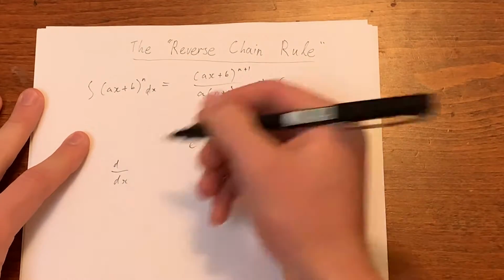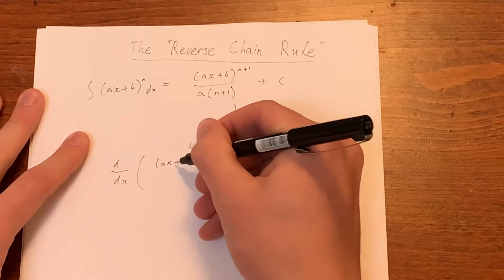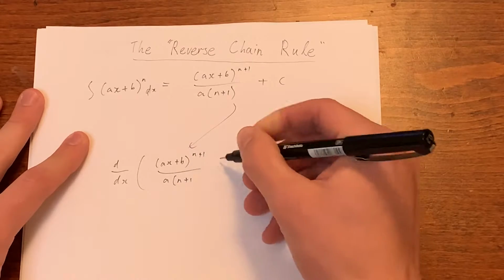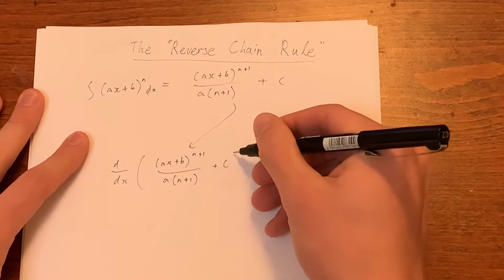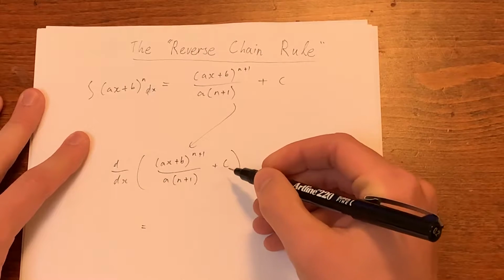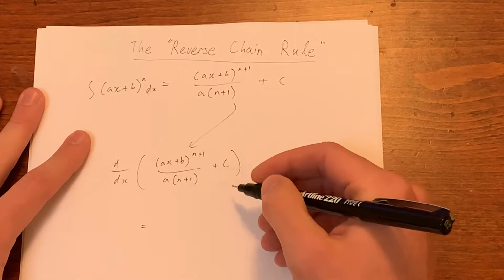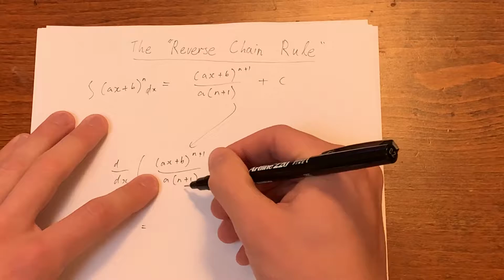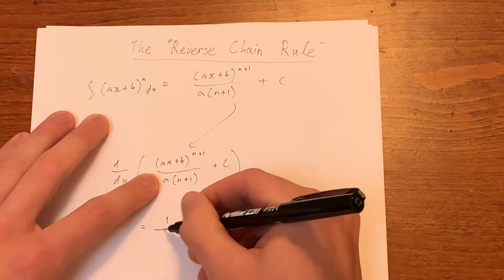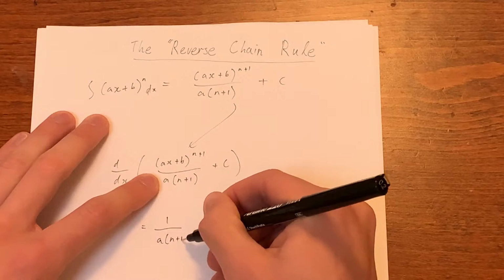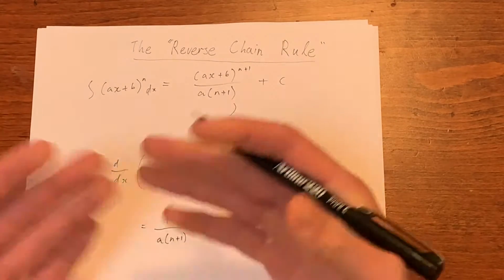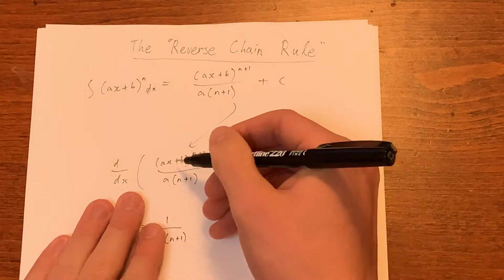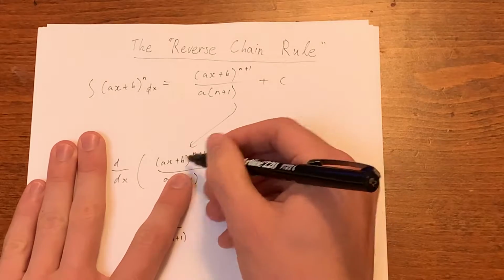So if we look at d on dx of (ax plus b) to the n plus 1 on a times (n plus 1), plus c. Well, the plus c is going to simply disappear because it's a constant. And then the derivative of this, well, these on the bottom are all constants as well. So we can just bring these out the front, and we're not really going to have to deal with these so much. They're just a scale. They're just multiplying the function of x by something. So we'll just ignore these for a second. These are just constants.